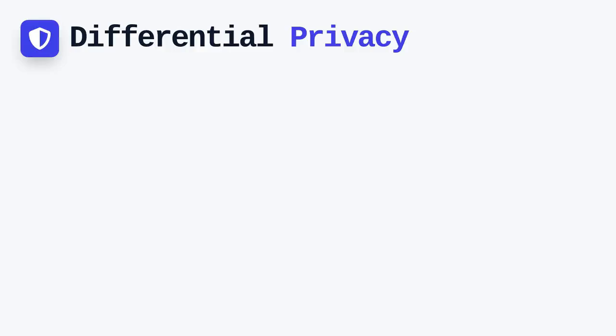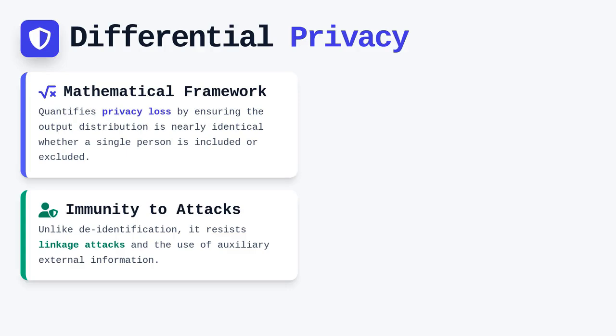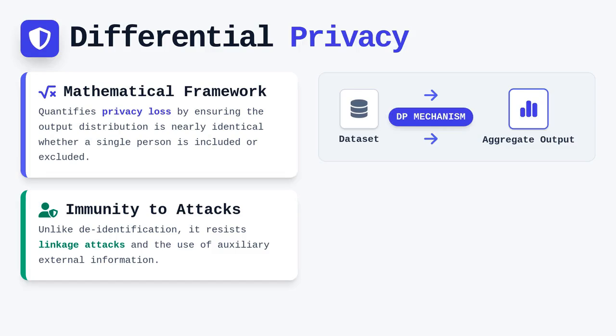Differential privacy provides a rigorous mathematical framework for quantifying the privacy loss associated with releasing aggregate information from a dataset. Unlike traditional de-identification methods, which often struggle against auxiliary information attacks and linkage, differential privacy is fundamentally concerned with the influence that a single individual's data has on the output of a query. We define a mechanism as differentially private if the inclusion or exclusion of any one person in the underlying database does not significantly alter the probability distribution of the output.